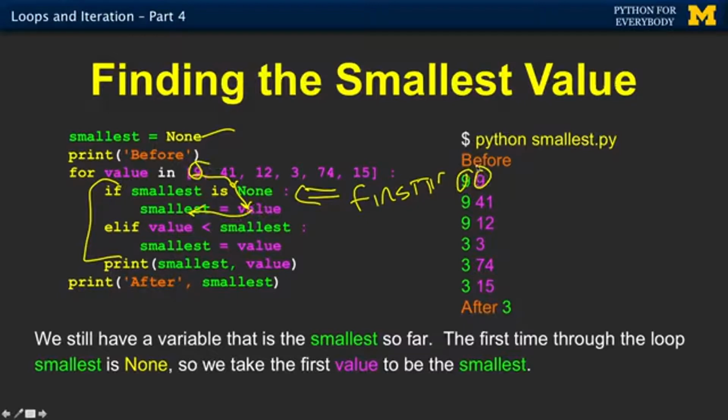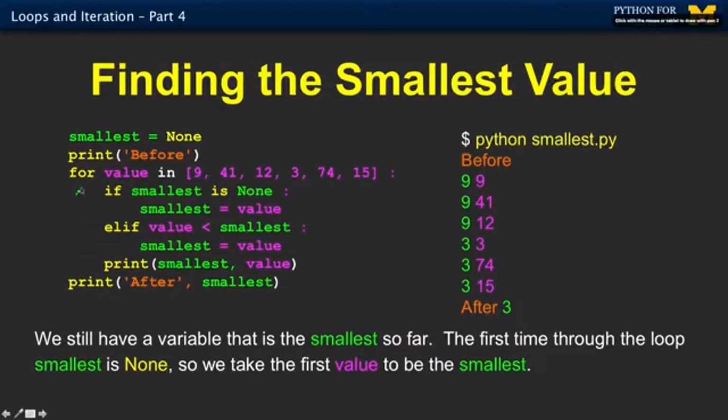We just saw 9. Then we come up. The second time through this loop, this is going to always be false from now on, because smallest is a number, and a number is not None. Okay, so we have this flag value that's None just for the first time through the loop. So that's false, so it's going to run here. Elif value is less than the smallest, which is 41. Is 41 less than 9 in this case? And the answer is no, it is not. So it stays 9. Then 12.